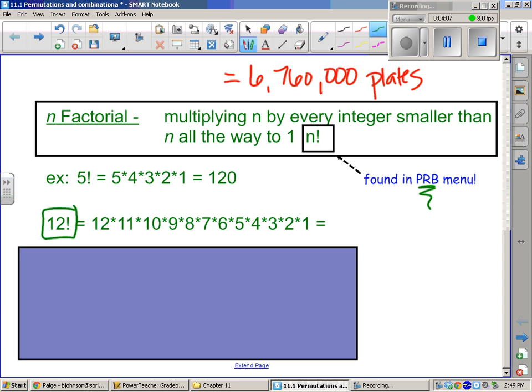Let me type it in my handy-dandy calculator. 479001600. Wow, that's a big number. My commas are messed up.